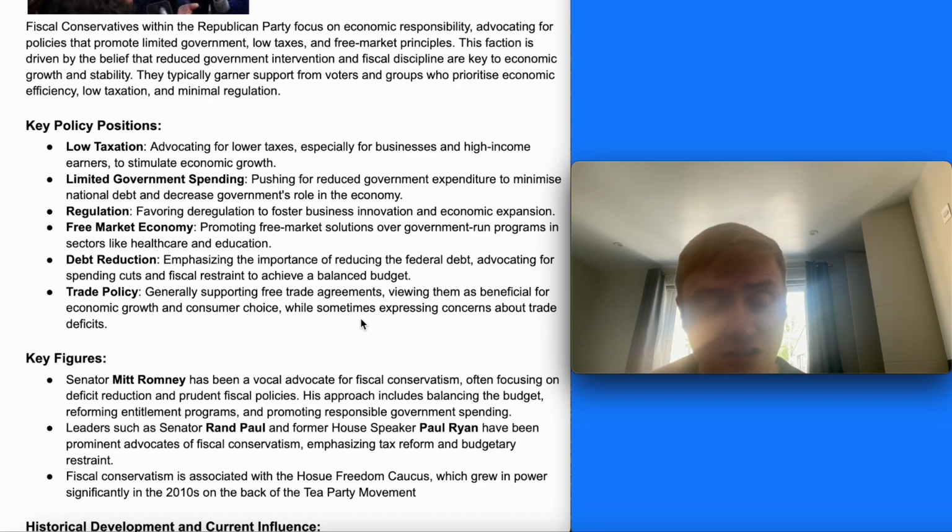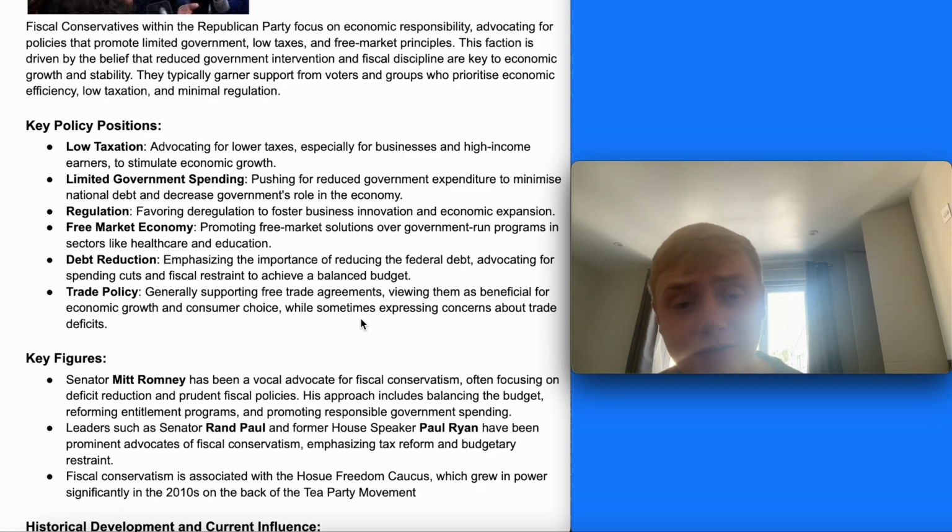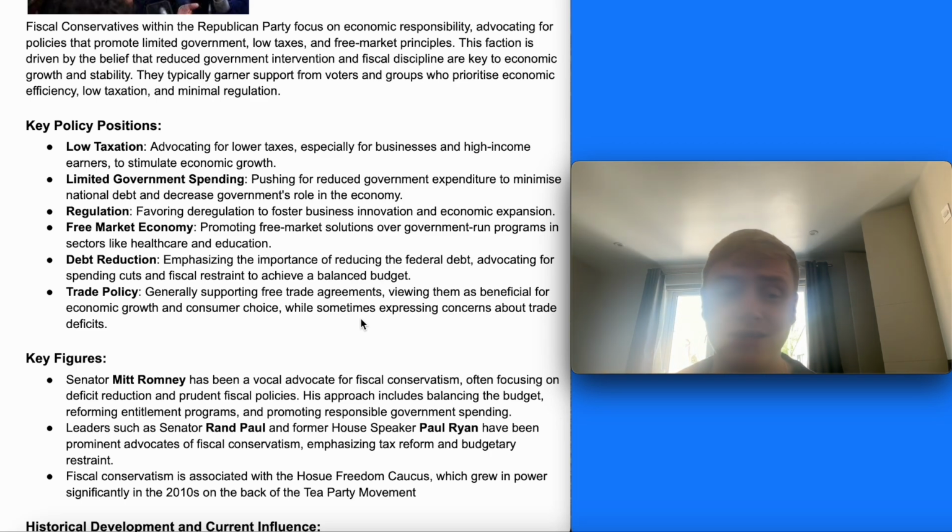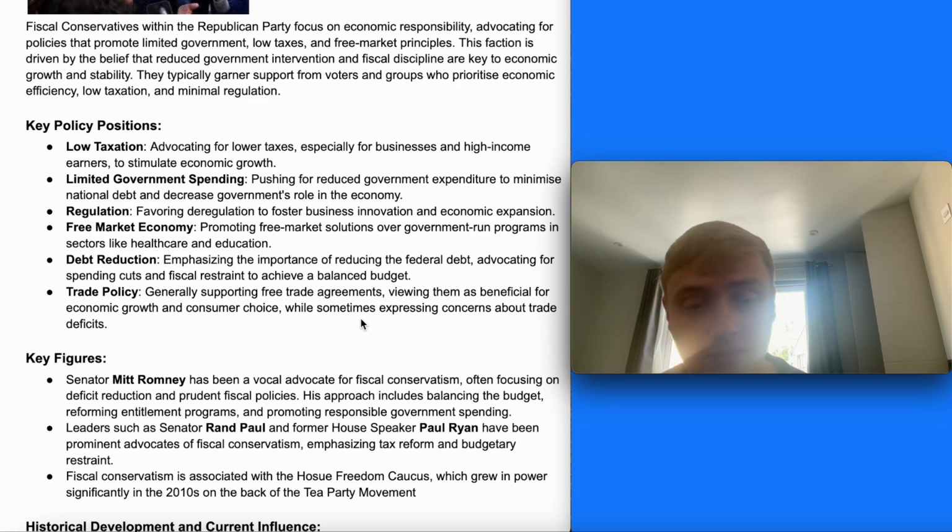They support low taxation, limited government spending to minimise the national debt and decrease the government's role in the economy. They favour deregulation, strongly supportive of free market capitalism, debt reduction, and generally supportive of free trade agreements, seeing them as beneficial for economic growth and consumer choice. Mitt Romney has been a vocal advocate for fiscal conservatism, often focusing on deficit reduction and prudent fiscal policies. And his approach includes balancing the budget, reforming entitlement programs, and promoting responsible government spending.